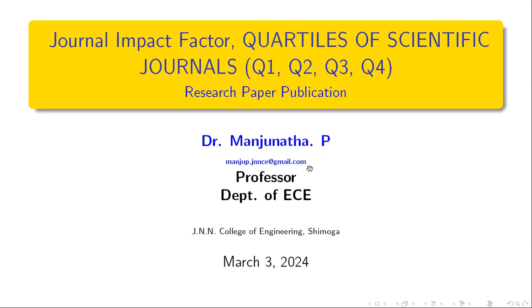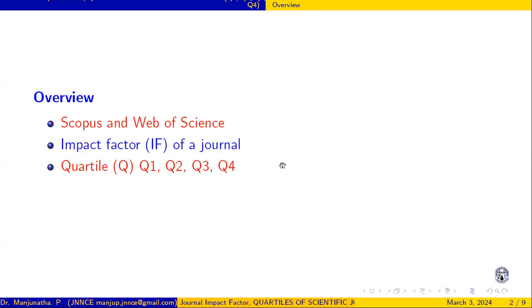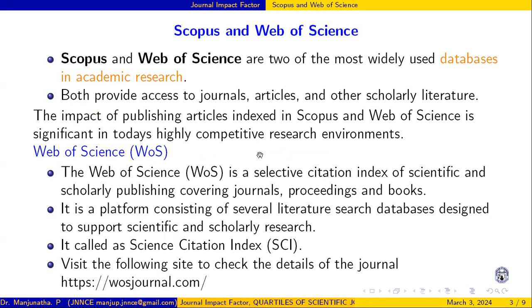So we'll see what the meaning of impact factor is and what Q1 is, that is, the quartile of journals. This is about Scopus and Web of Science. What is the meaning of this? What is Scopus and what is Web of Science? Later we will see the impact factor of a journal, then what the quartile of a journal means.